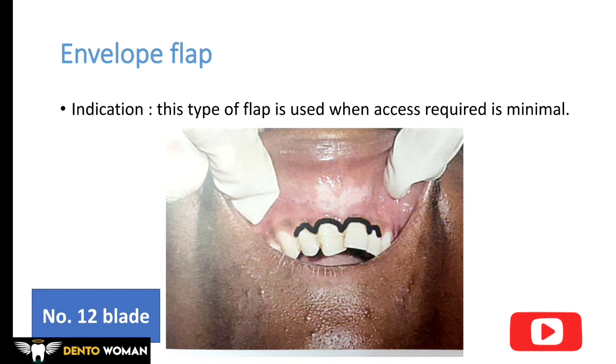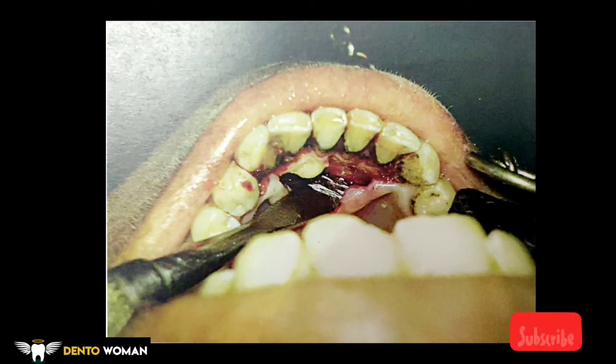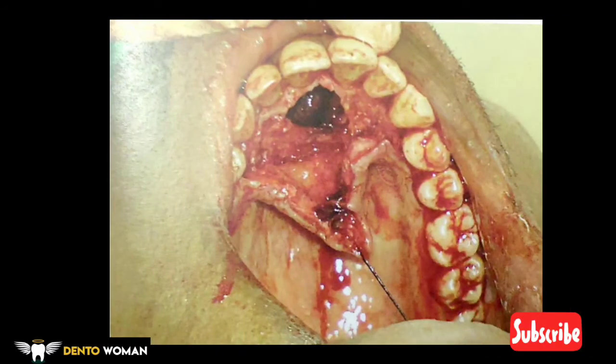After giving the clavicular incision, a periosteal elevator is then inserted under the interdental papilla and the gingival crevices and the flap is elevated. Envelope flap for access to a lesion in the anterior mandible, you can see in this picture. The incision is usually extended to 2 teeth on either side of the tooth which requires surgery. Not generally preferred in case of periapical surgery as access is not sufficient.